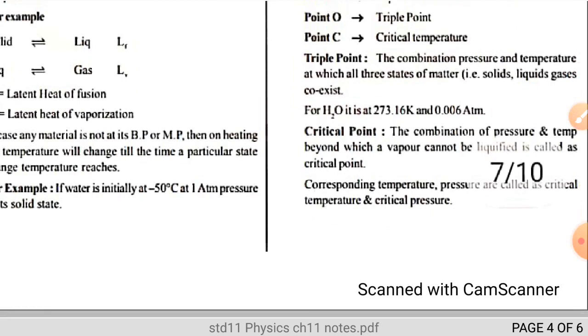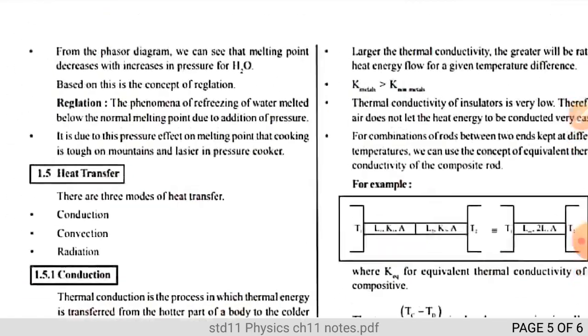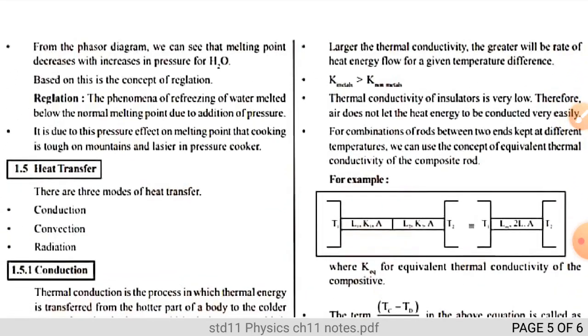Now what is the critical point? The combination of pressure and temperature beyond which a vapor cannot be liquefied is called the critical point. Beyond that particular point, the vapor can't be liquefied; we cannot convert that substance into liquid form. So that point is known as the critical point, and the corresponding temperature and pressure are called the critical temperature and critical pressure. Right. Now see from the phase diagram, we can see that the melting point decreases with increasing pressure for H2O.